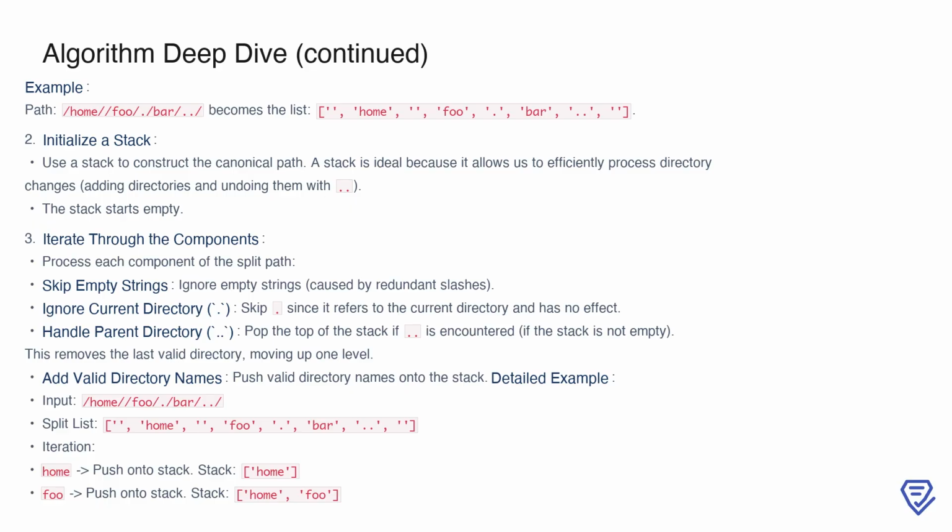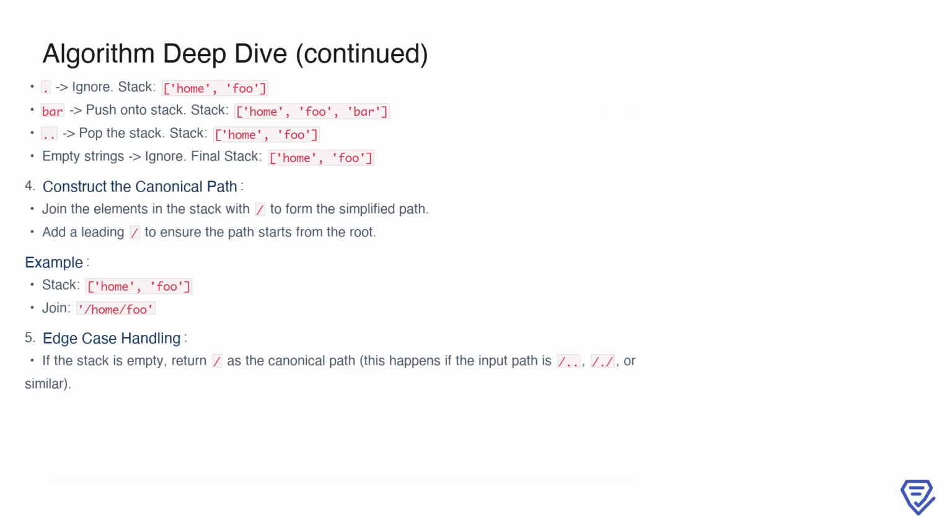Let's see how this works step by step. Starting with the input /home/foo/./bar/../, we process each component. Home is pushed onto the stack, resulting in home, and then foo is also pushed, making the stack home foo. Next, when we encounter the dot component, we simply ignore it as it represents the current directory and doesn't change the path. Then, bar is added to the stack, resulting in home foo bar.